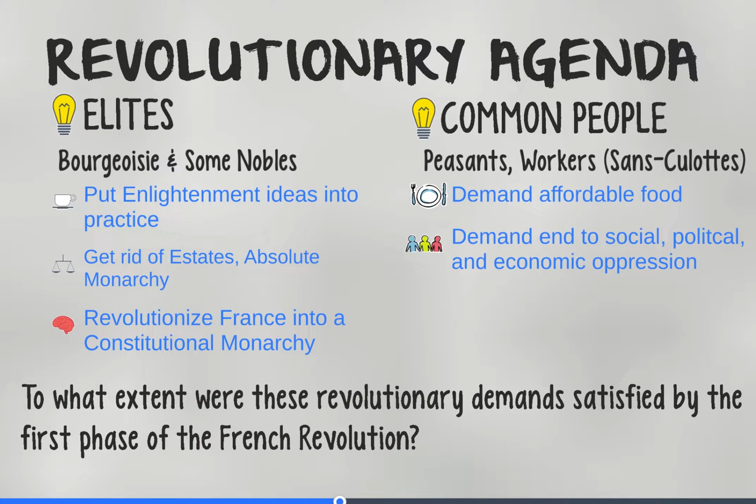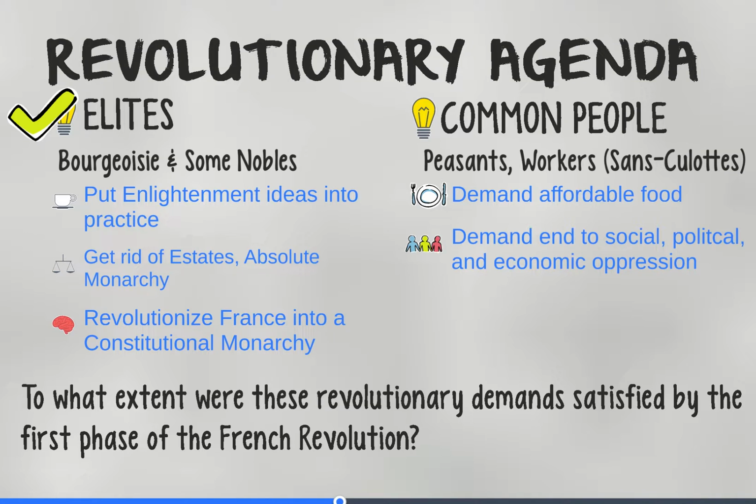So really quick, let's review these two revolutionary agendas. And particularly in light of the source evaluation you've done on the Declaration of Rights of Man and Citizen, hopefully it becomes pretty clear that by the time the first phase of the revolution is over, a lot of elites are really satisfied with the legal changes and the creation of a constitutional monarchy in France.